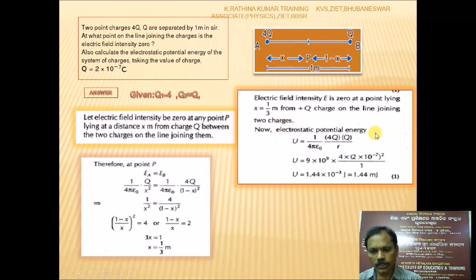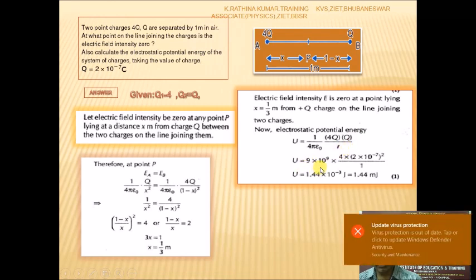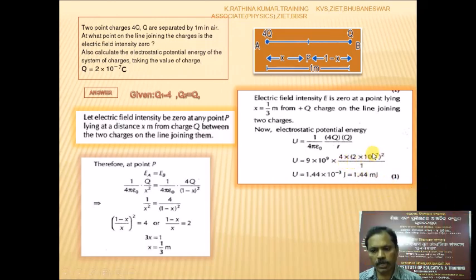Now the electrostatic potential energy will be U equal to 1 by 4 pi epsilon naught into 4Q into Q divided by r. As per the equation, U is equal to 9 into 10 power 9, into 4 into 2 into 10 power minus 7 the whole square. Solving the equation, U is equal to 1.44 into 10 power minus 3 joule. So this is the answer for the potential energy due to a charge 2 into 10 power minus 7 coulomb.